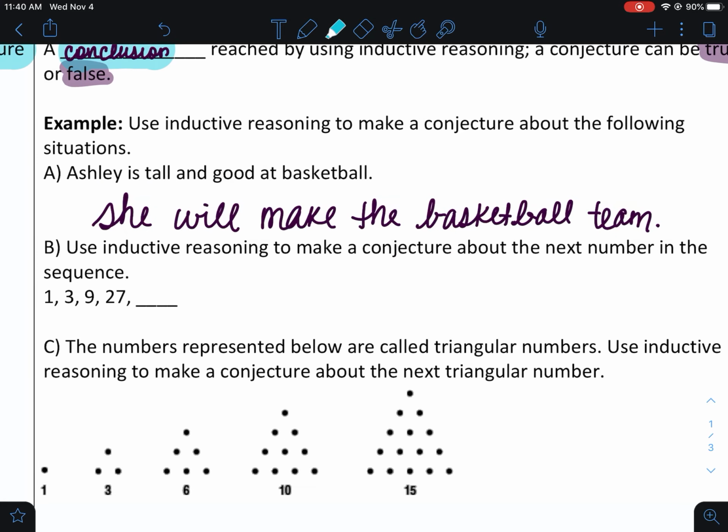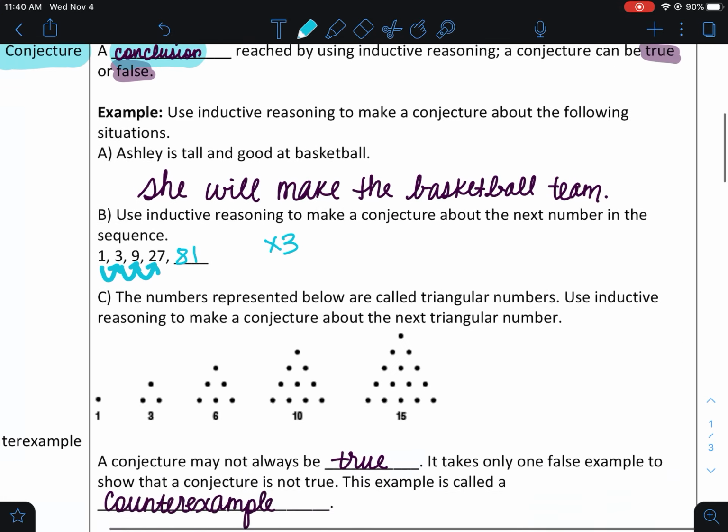The second example says, use inductive reasoning to make a conjecture about what number will come next in the sequence. So if I look here from 1 to 3, from 3 to 9, and from 9 to 27, I can see that each time it's multiplying by 3. So then we just have to figure out what is 27 times 3, which is 81. So that's an example.